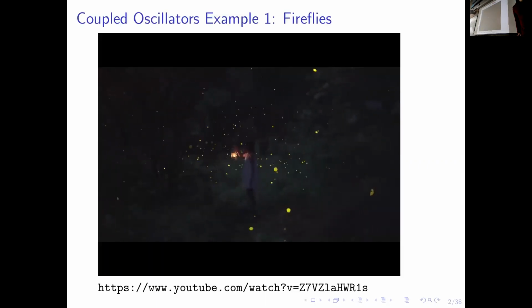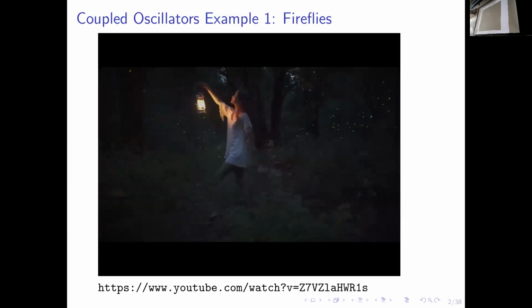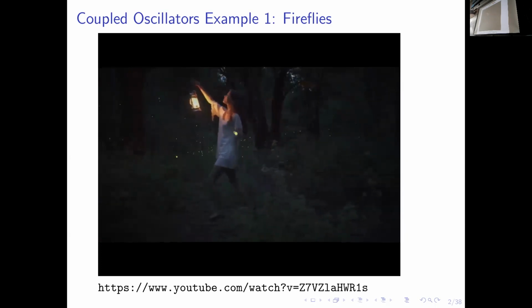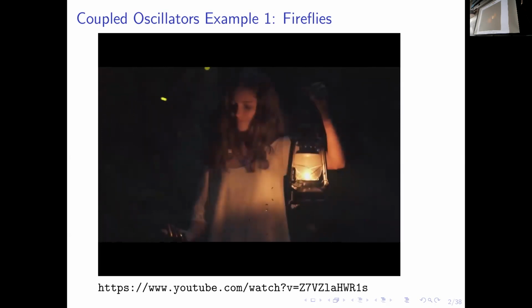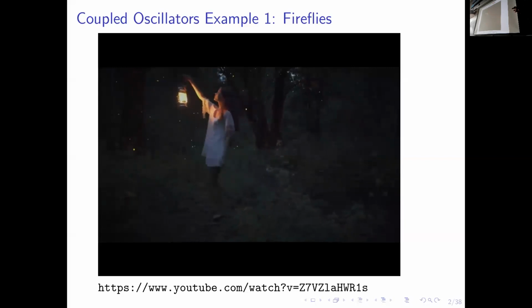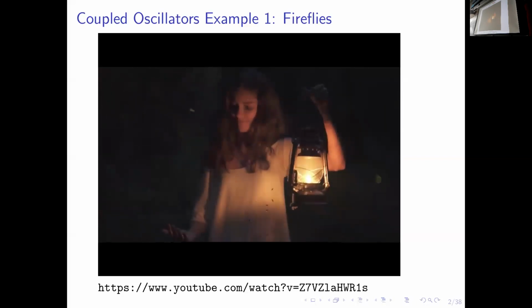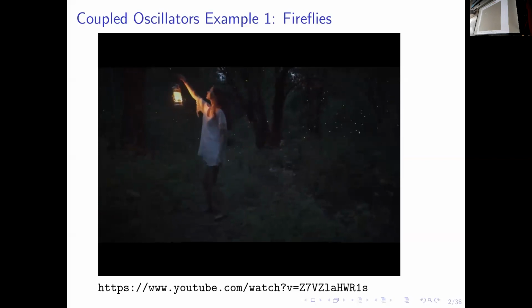Let's start with some concrete examples of coupled oscillators. This is a species of firefly, somewhere in South America, and it synchronizes based on light. Unlike many fireflies in North America, these fireflies have their own intrinsic frequency. In the presence of other fireflies, they adjust their frequency just a little bit so that they start flashing all together at the same time. This is an example of coupled oscillators.